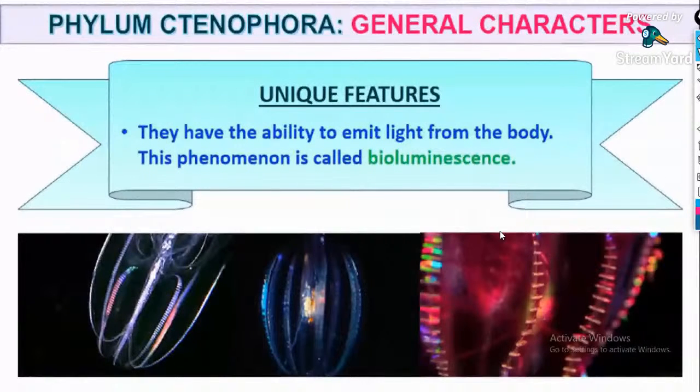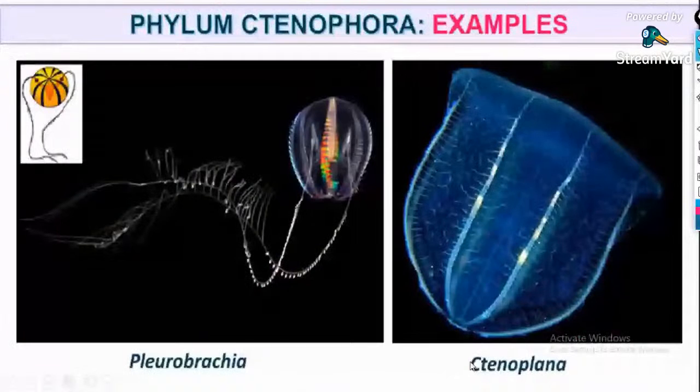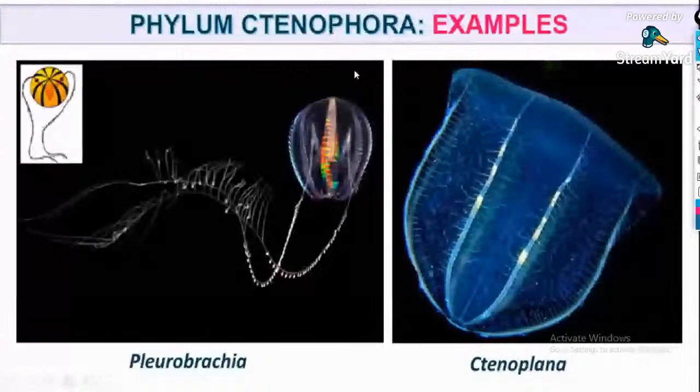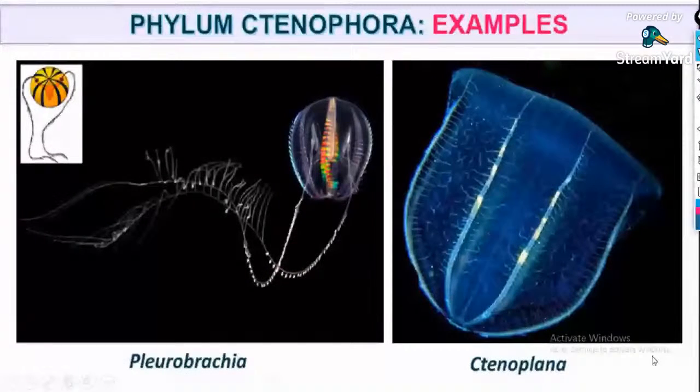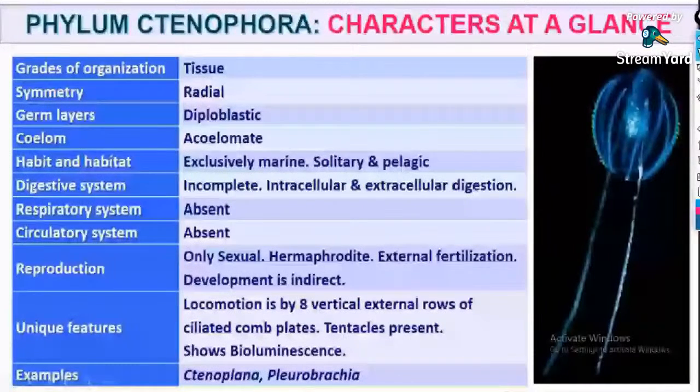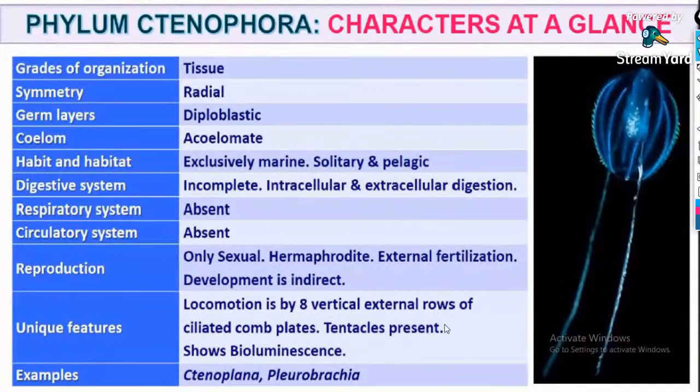So these are the examples, Pleurobrachia and Ctenoplana. These are the examples of the organisms included under Ctenophora, and these two organisms show bioluminescence as well. Okay, this is the overall summary. Take a screenshot and post it in the group.